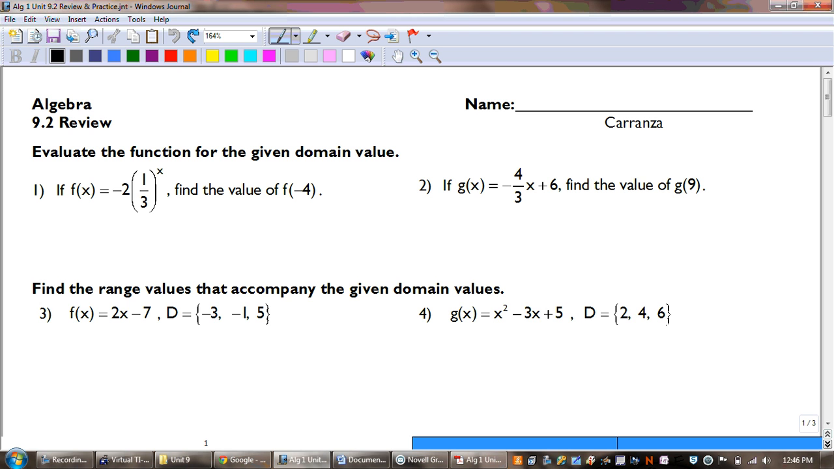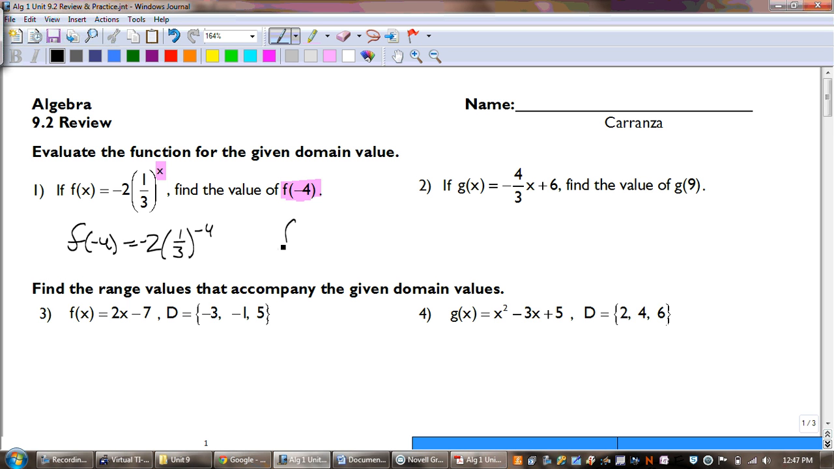Okay, the first set of directions say to evaluate the function for the given domain value. If f of x equals -2 times (1/3) to the x power, find the value of f of -4. So what this is telling us is that we are going to plug in -4 for our x. So the way we would write this would be f of -4 equals -2 times (1/3) to the -4th.